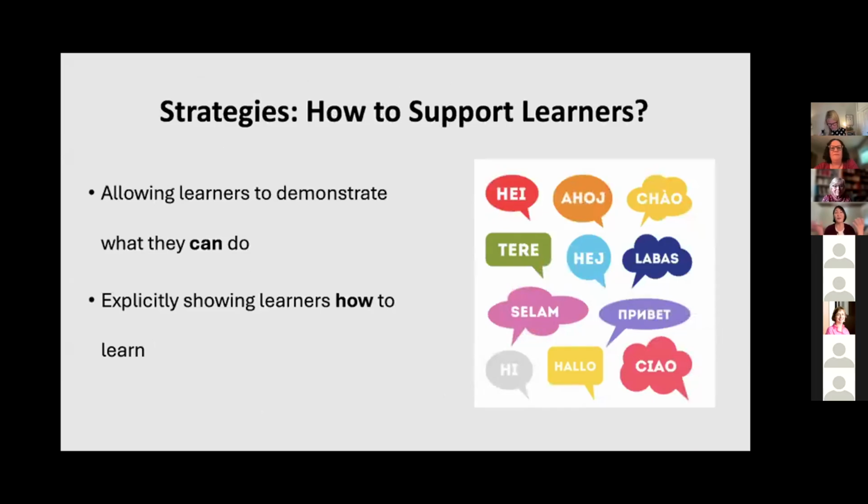So let me focus on how to support learners with APD in a language classroom. And here I think it's important to allow learners to demonstrate what they can do rather than focus on what they cannot do. And I also find it useful to explicitly show my learners how to learn a language.